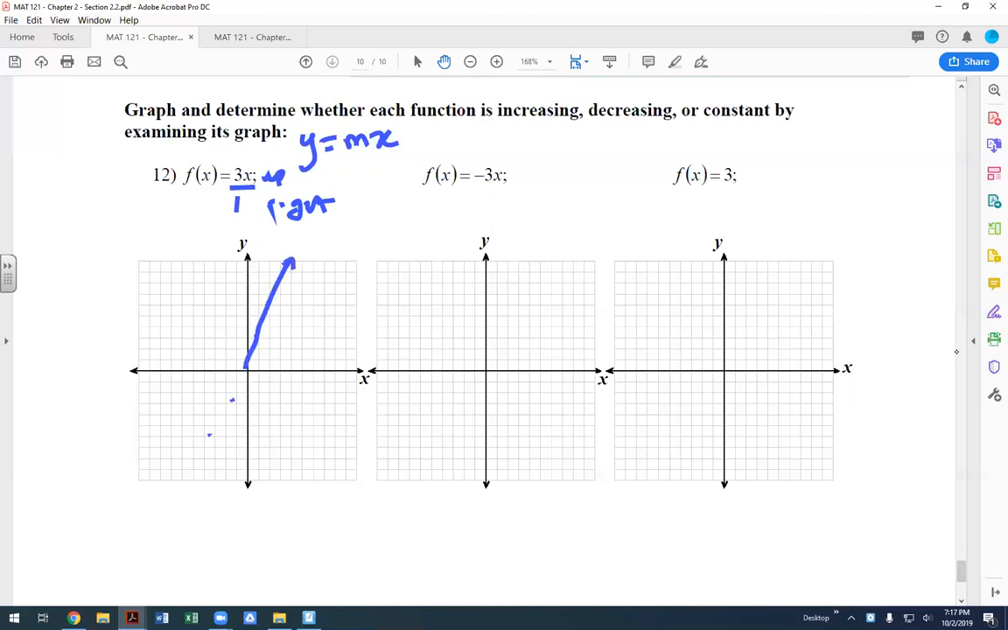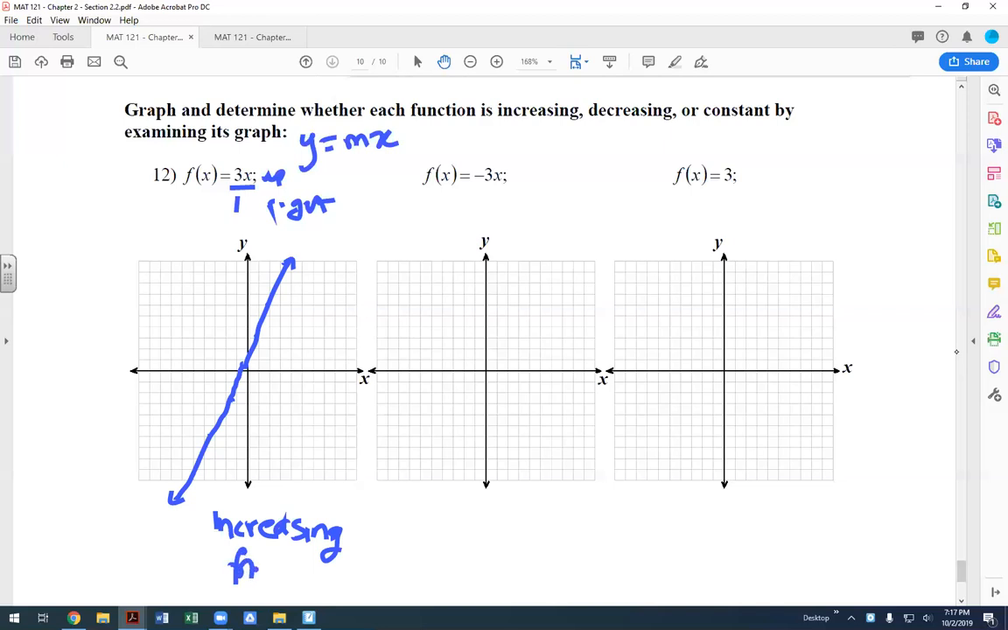So it should be a line that looks something like this, right? This is obviously a line as I'm going from left to right, which means as I travel along the line, my y values are getting larger, don't they? I'm starting at the negative side, and as I'm going to the right, my values are getting bigger. So this will be an increasing function.